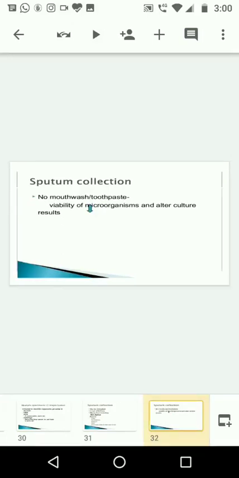As I have told you, in sputum collection you should explain to the patient not to use mouthwash or toothpaste so that microorganism visibility is not altered.